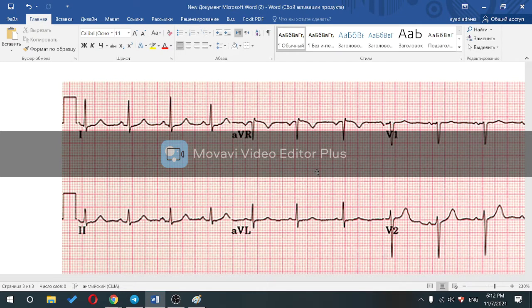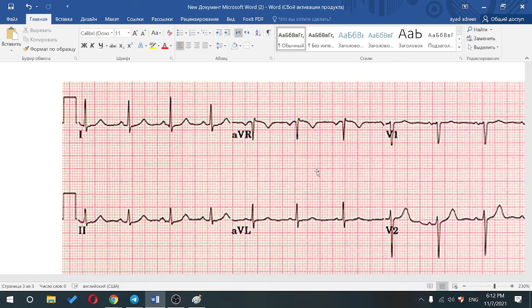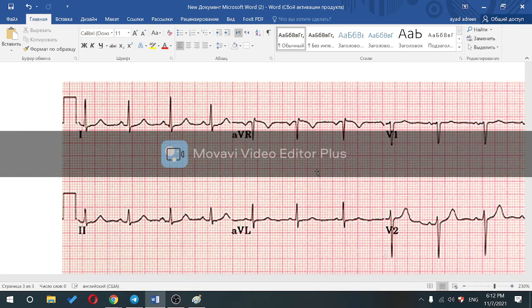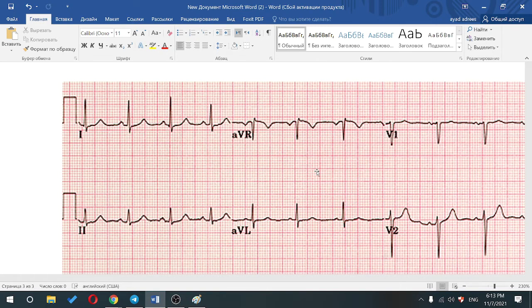It's an acute MI. It's so acute that the ST segment has not become elevated yet. Okay, so let's say that the T wave is flat. When the T wave is flat, what does that mean? Hypokalemia.